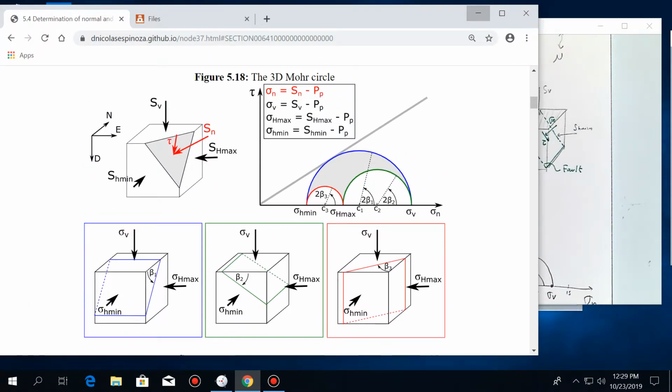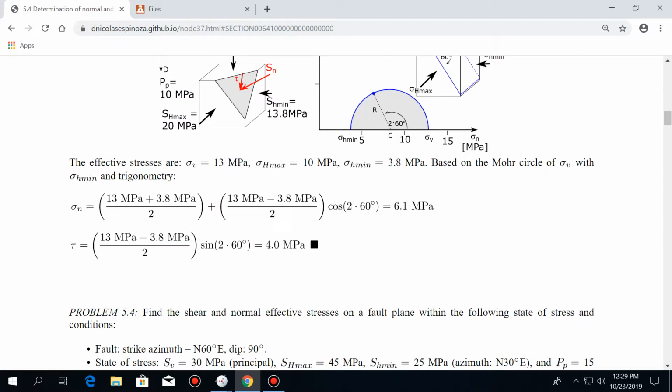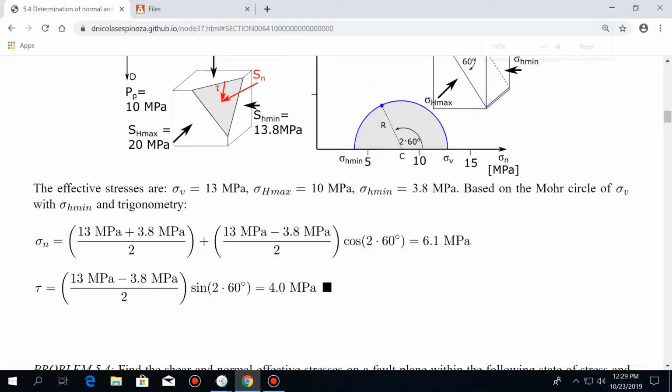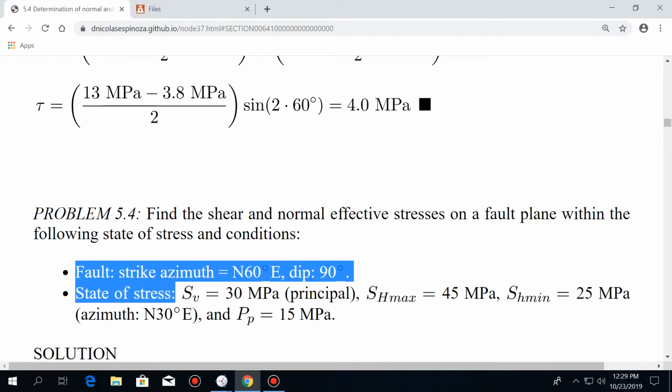Okay, here you have some nice drawings of what we have done in class. This is the problem that we just did. And now we have another problem over here. This is your data, fault and state of stress. And now you have a fault with a dip of 90 degrees and with a strike which is not east-west or north-south. It's at an angle. Okay?